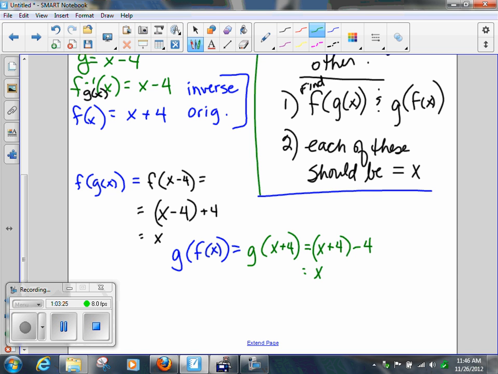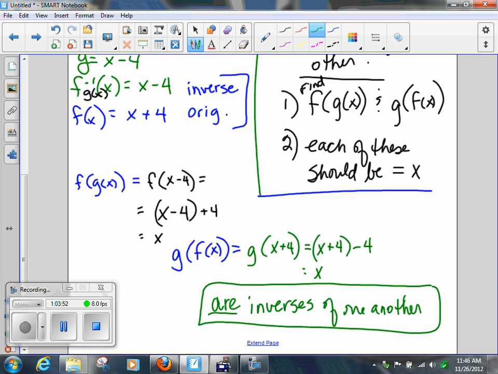Are they indeed inverses of one another? Well, yes, we knew they were going to be. They have to both equal x. They can't both equal 2. They have to both equal x. Good question. They are inverses of one another, and that's what we were looking for. That's how you prove it, folks.